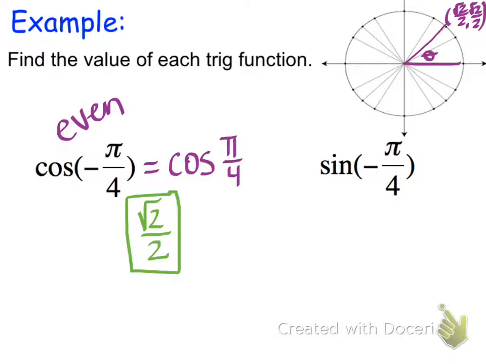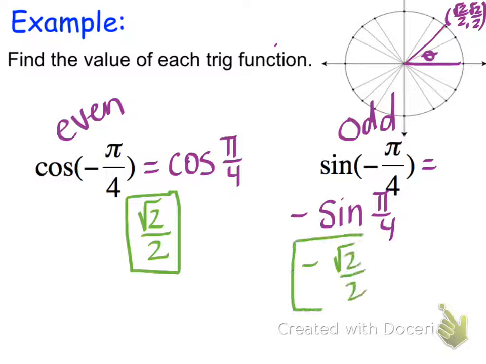Sine of negative pi over 4. Now sine is an odd function, so we're going to pull the negative out into the front. So we have negative sine of pi over 4. Now when I look at the y value, the sine of pi over 4 is root 2 over 2, but then it's going to be negative because of the negative out in front. So you can see now that even though the original angles were negative, we got to use the positive angle to find the answers. And that's how the even and odd trig function properties can help us.